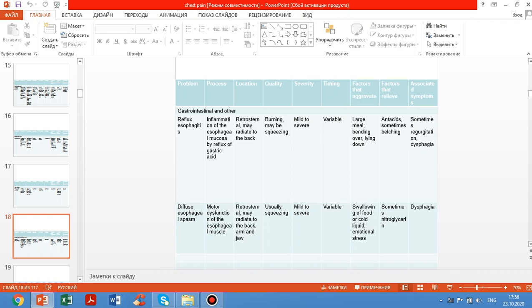Diffuse esophageal spasm: the process is motor dysfunction of the esophageal muscle. Location is retrosternal, may radiate to back, arm, and jaw. Quality is usually squeezing. Severity is mild to severe. Timing is variable. Factors that aggravate are swallowing of food or cold liquid, emotional stress. Factors that relieve are sometimes nitroglycerin. Associated symptom is dysphagia.